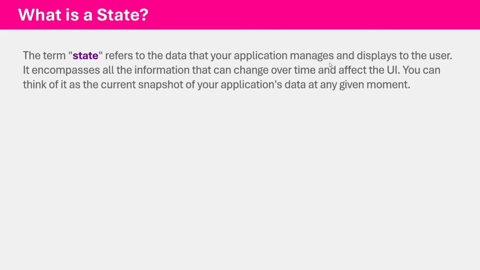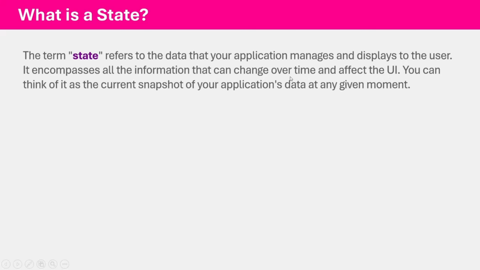Then we also saw an example of courses state, which is storing a list. So when the courses state is storing an empty list, in that case, we are showing a message to the user in the UI. But when the courses state has some course objects in it, we are rendering those course objects and displaying them in the UI. So these are a few examples of what a state is. And we also learned that a state encompasses all the information that can change over time and affect the UI.